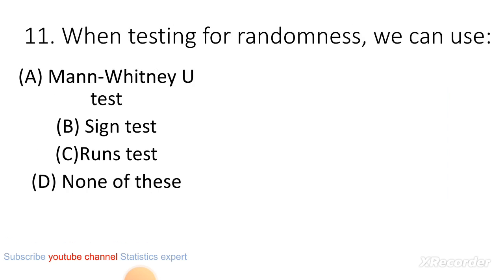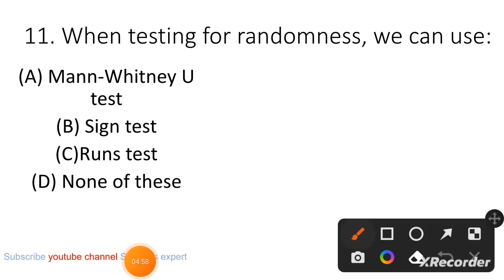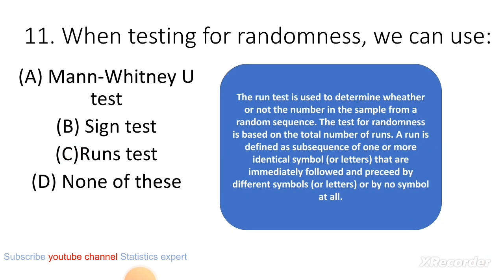Next question: when testing for randomness, we can use... Remember one thing, the runs test is applicable to check whether our data is random or not. So the runs test is the correct option, hence C is the right option. The runs test is used to determine whether or not the numbers in the sample come from a random sequence.